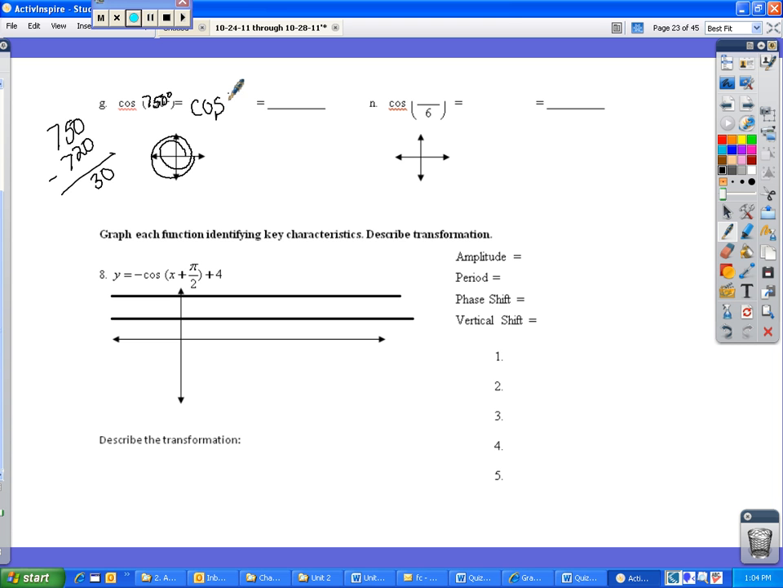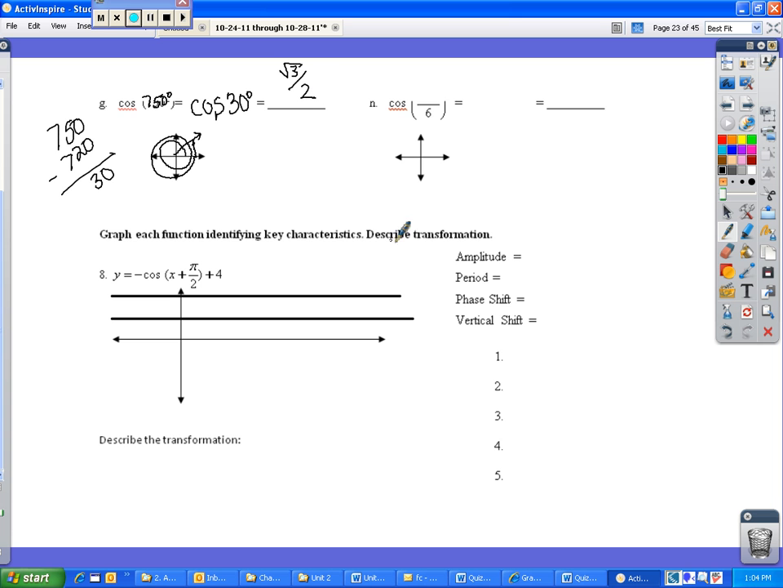So I'm really looking at the cosine of 30 degrees. Cosine of 30 degrees on your unit circle would put you at this portion right here, and your reference angle is 30 degrees, so the cosine of 30 degrees is going to be root 3 over 2.